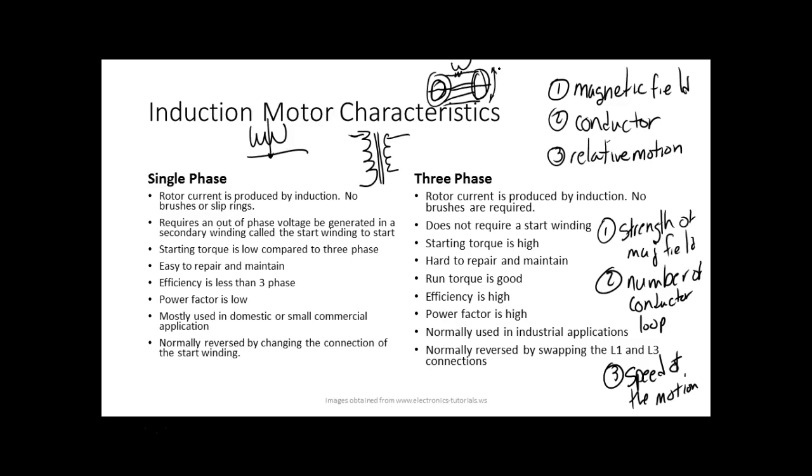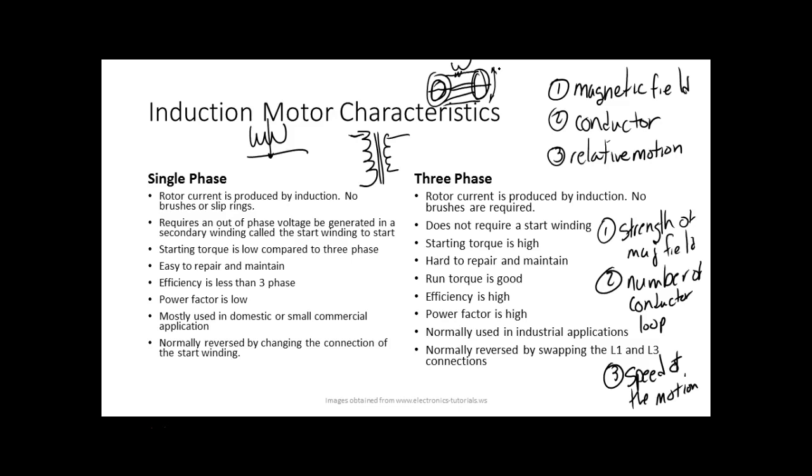So in single-phase motors, the rotor current is provided by what? In induction, there are no brushes or slip rings. It requires an out-of-phase voltage generated in a secondary winding called the what? The start winding, to start. So what we gotta do is make one of the phases shift, right? You understand that? Of course, we're going to do that with this.